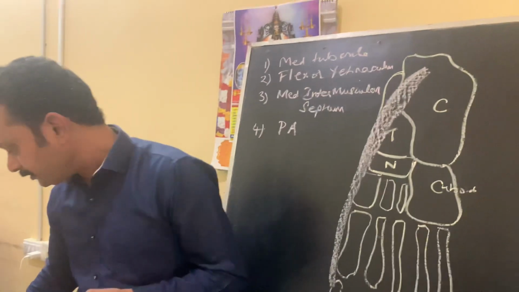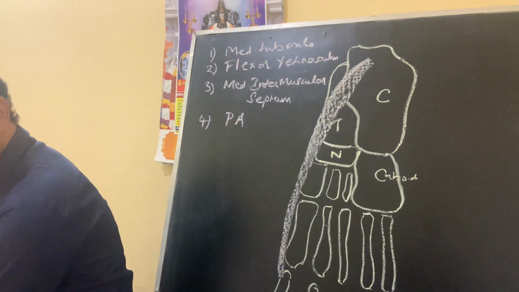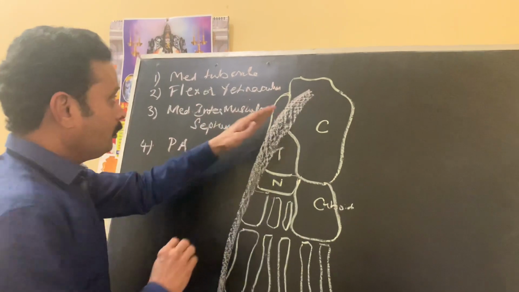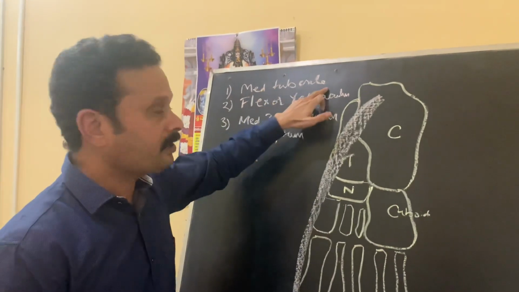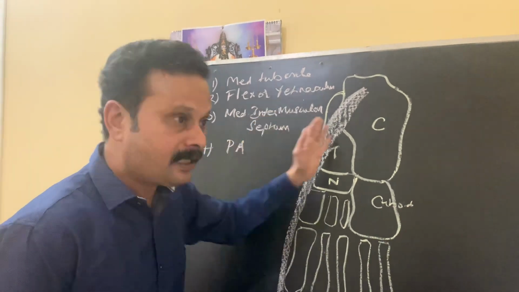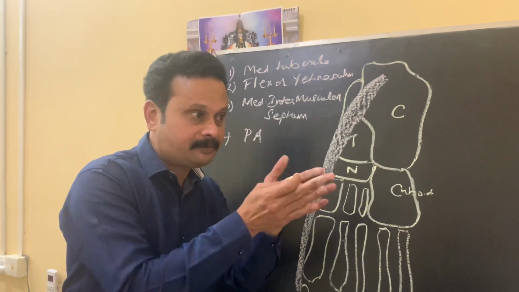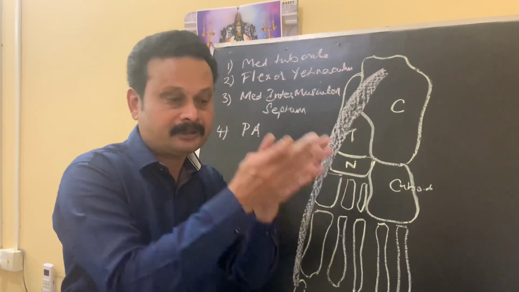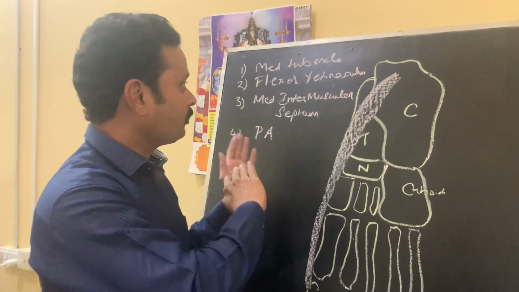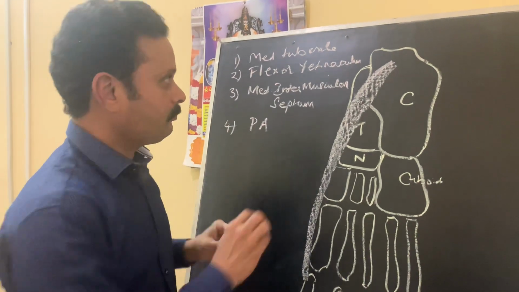Now coming to the second muscle, that is flexor digitorum brevis. Flexor digitorum brevis also takes origin from the medial tubercle of calcaneum, from the medial and lateral intermuscular septum, because it is the middle muscle. So to the lateral aspect of it is lateral intermuscular septum, to the medial aspect is medial intermuscular septum. So it is taking origin from both, and even from the plantar aponeurosis.